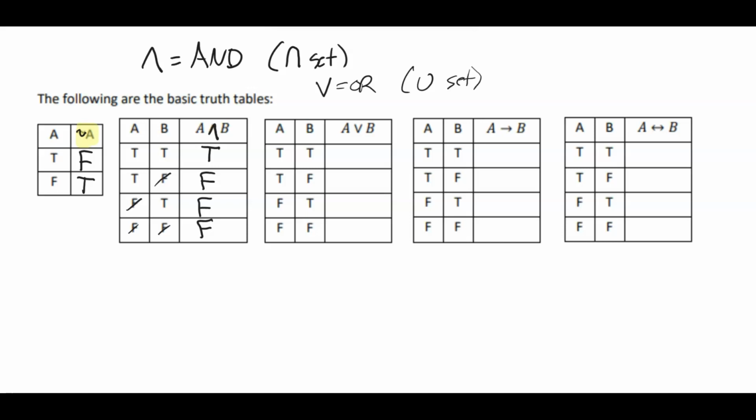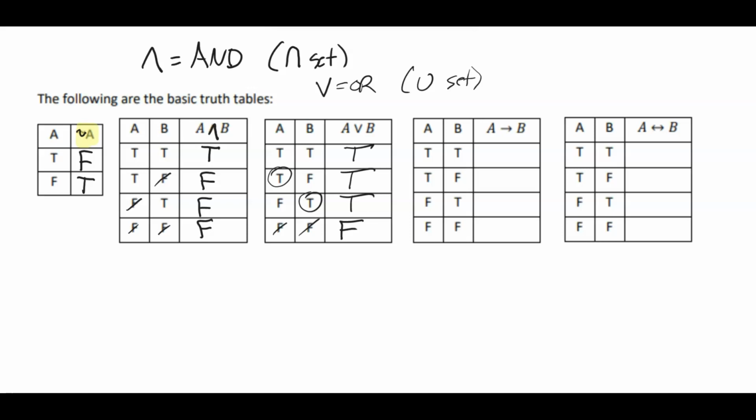So either A or B has to be true. In this case, they're both true, that's fine. In this case, this one's true, great. In this case, this one's true, awesome. In this case, they're neither true. That's the one that's false. So with the OR, it just takes at least one true for the OR to be true.